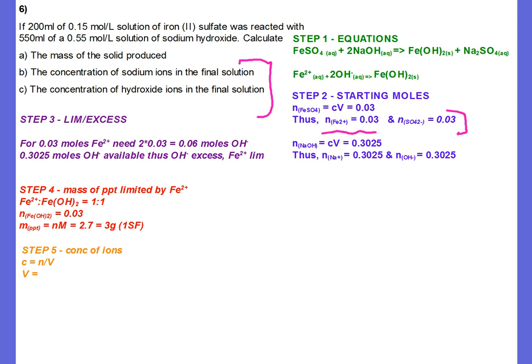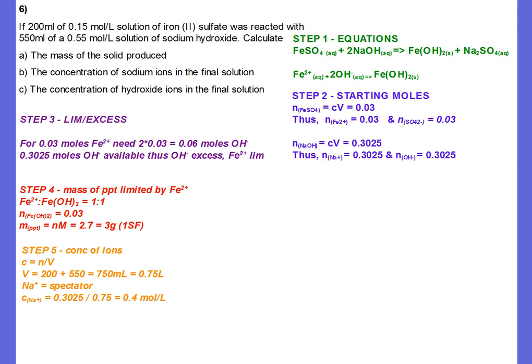So first thing is concentration is number of moles divided by volume. Well, what's the volume? We've got 200 mils mixed with 550 mils, so the total volume is 750 mils, or 0.75 litres. Sodium ions are spectator ions. That means whatever number of moles we started with, that's the number of moles at the end. So we're going to still have this 0.3025 moles of sodium ions in solution. Divide that by the 0.75, gives us 0.4 moles per litre sodium ions left in the solution.